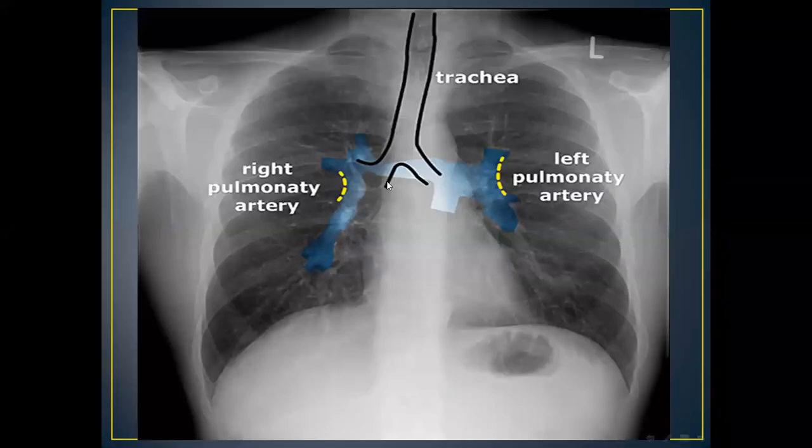On the chest X-ray, we can see the pulmonary artery. This is the descending, or interlobar, artery, which normally should not exceed 16 mm. And this is the left pulmonary artery, which will further divide into upper and lower.